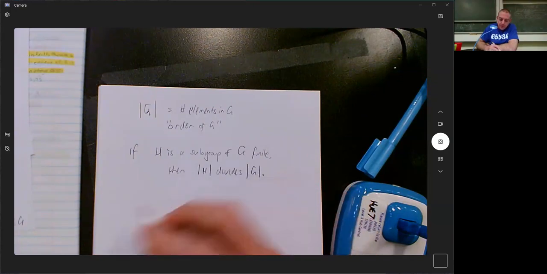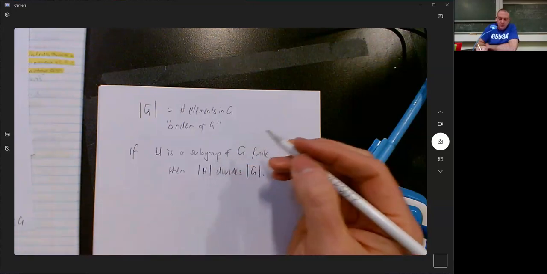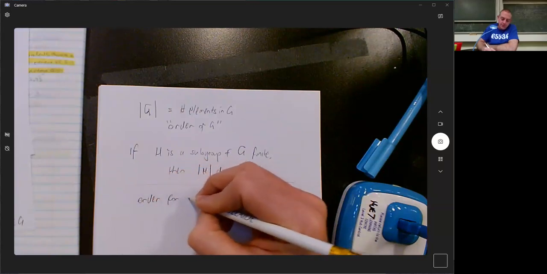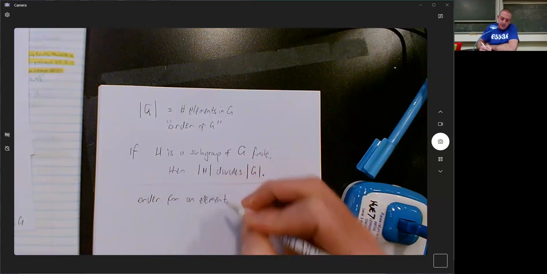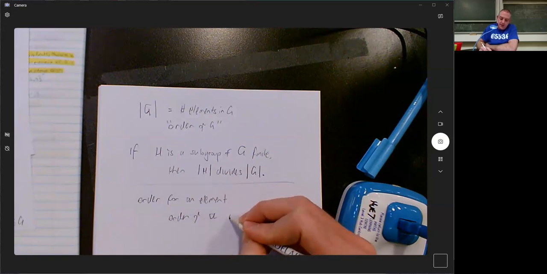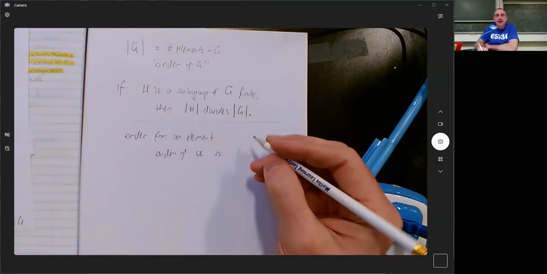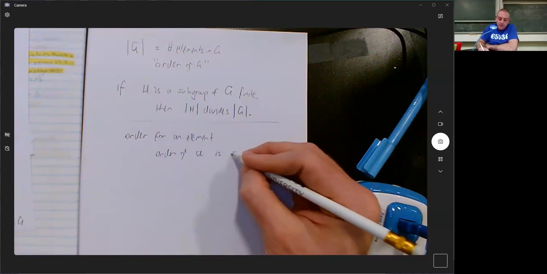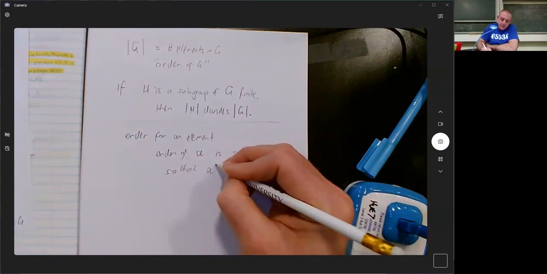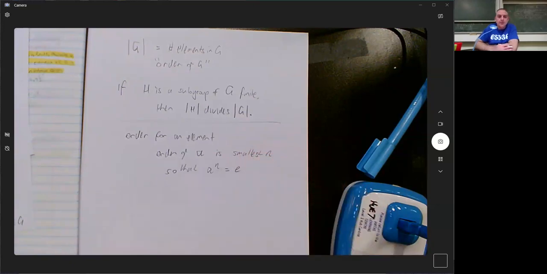But also, you can talk about an element having an order as well. And so the word order for an element: the order of element A is the smallest n such that A to the power of n is the identity. And if no such n exists, it's infinity, I believe.